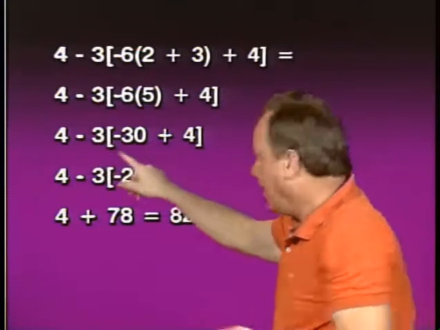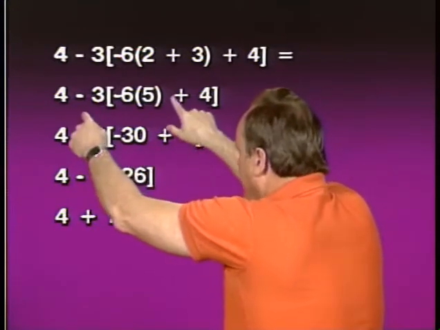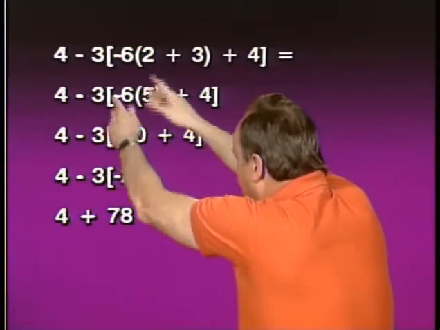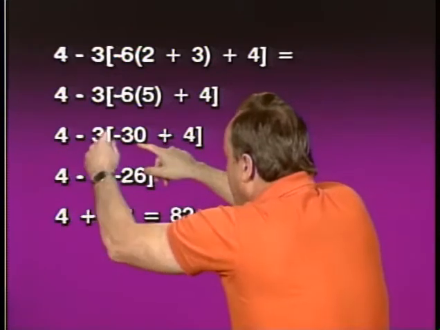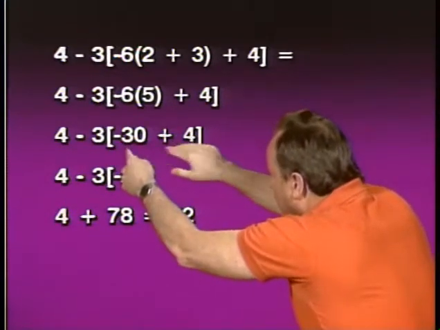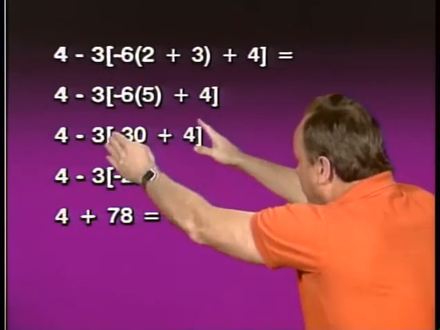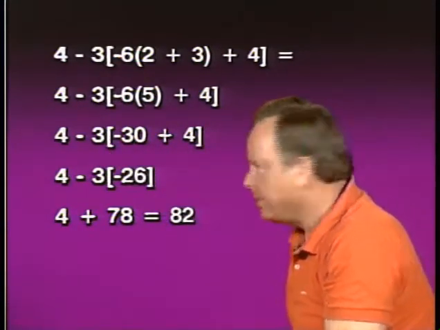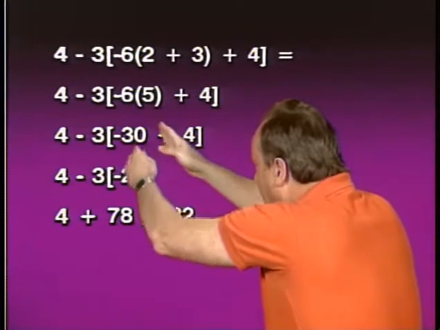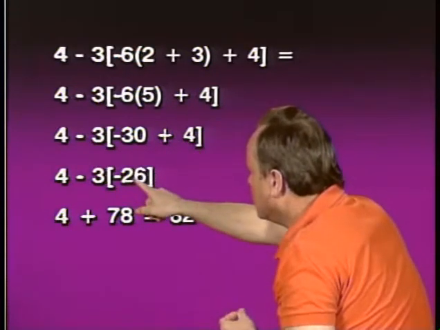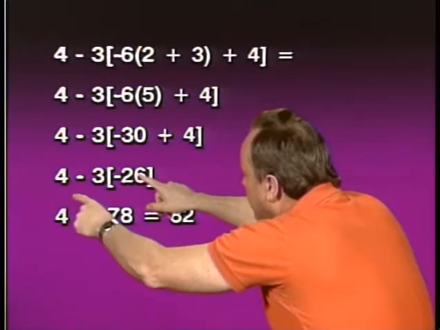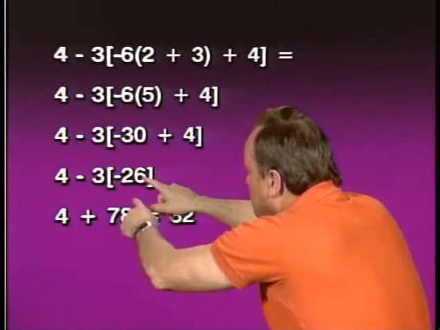Now let's continue, and let's get rid of the next bracket. So the next bracket is minus 6 times 5. That's minus 30. So now we have 4 minus 3 times the quantity minus 30 plus 4. You see, we're resolving all the things in brackets. Now let's take a look at the minus 30 plus 4. What are we going to do with that? Well, just add them together algebraically, and that comes out to minus 26. So we now have 4 minus 3 times minus 26.